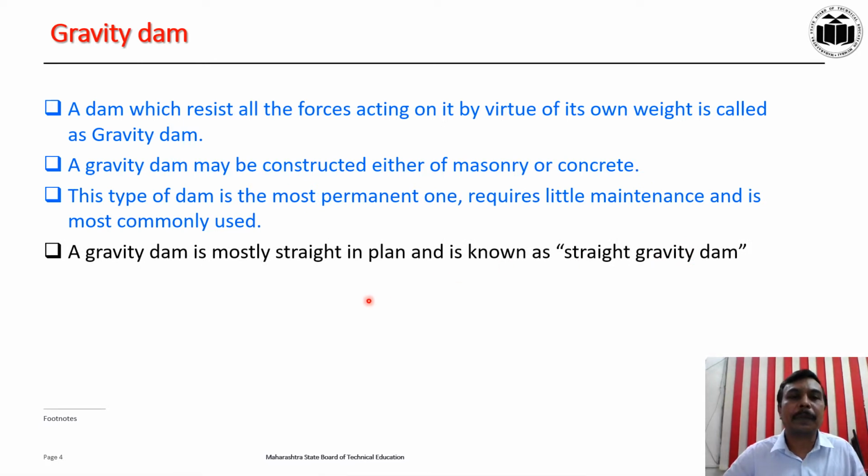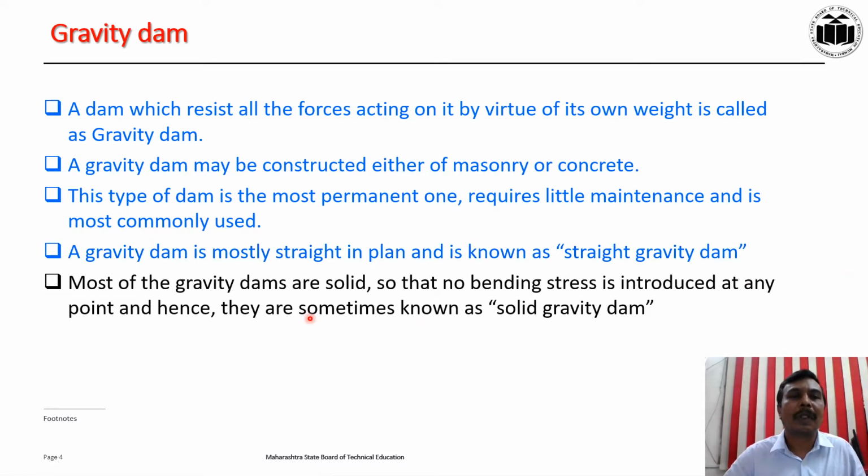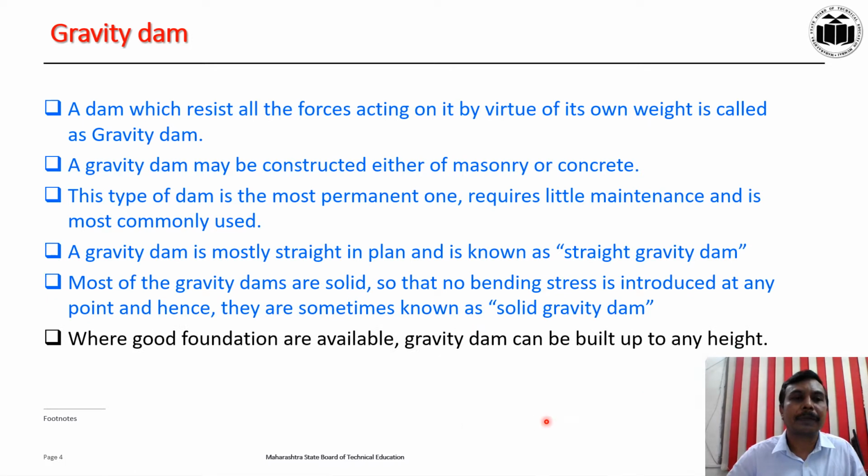A gravity dam is mostly straight in plan and is known as a straight gravity dam. Most of the gravity dams are solid, so that no bending stress is introduced at any point, and hence they are sometimes known as solid gravity dams. Where a good foundation is available, the gravity dam can be built up to any height. So the very important condition is to have a good foundation site.